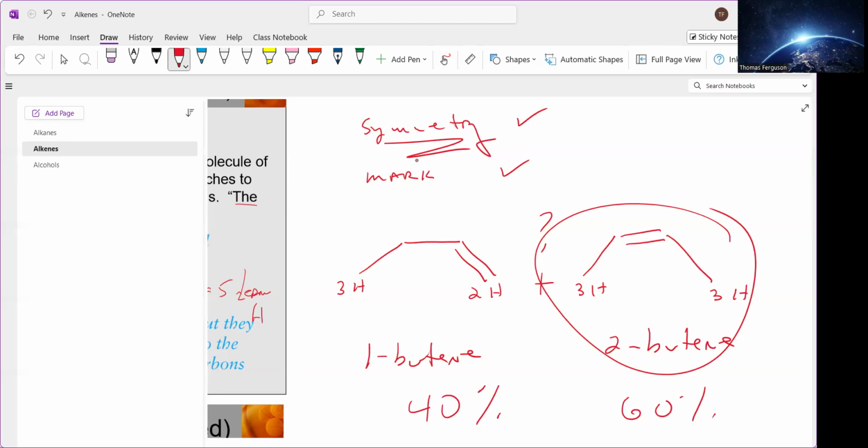But most of the time you can tell pretty straightforwardly which is more stable, which is more symmetrical, which has the most terminal hydrogens. And Markovnikov showed that the more terminal hydrogens, the more stable. Terminal means the ones on the end. Okay, are there any questions about mixture stability?